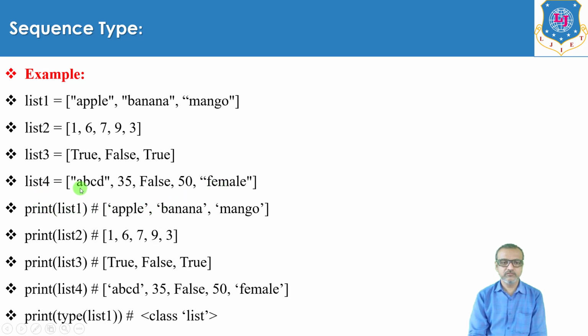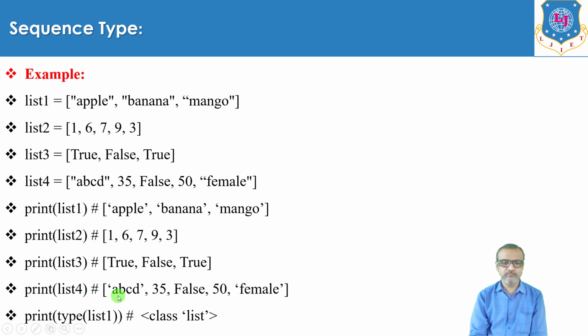So in a list we can write down heterogeneous objects also. Now if we write down print of list 1, this will give you this output, that is apple, banana, mango. For print of list 2, it will give us this output. So we have 16793 in list 2. Print of list 3 will give us the output as true, false, true, that is over here.